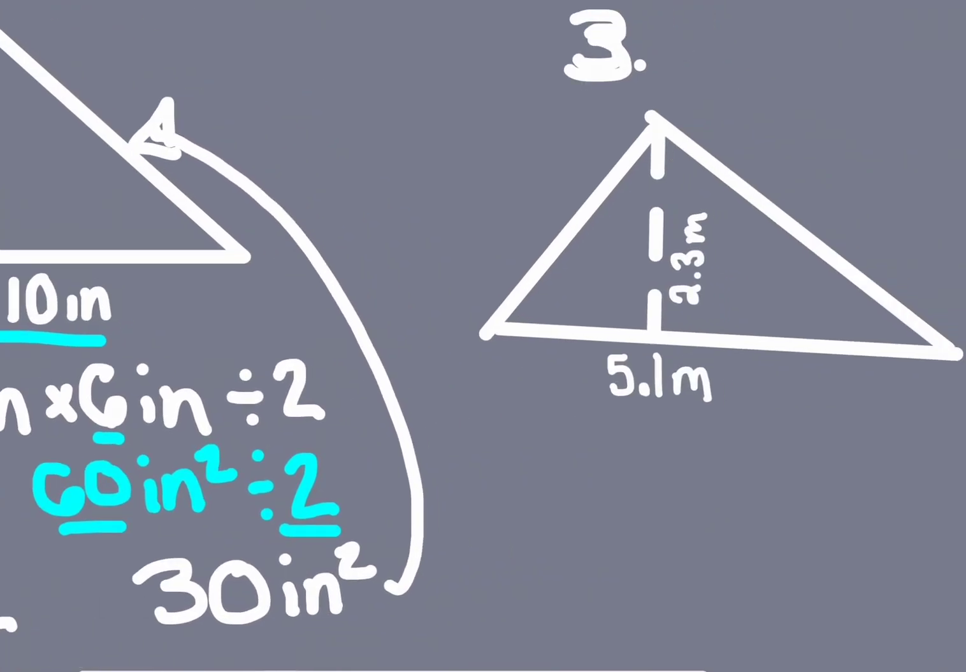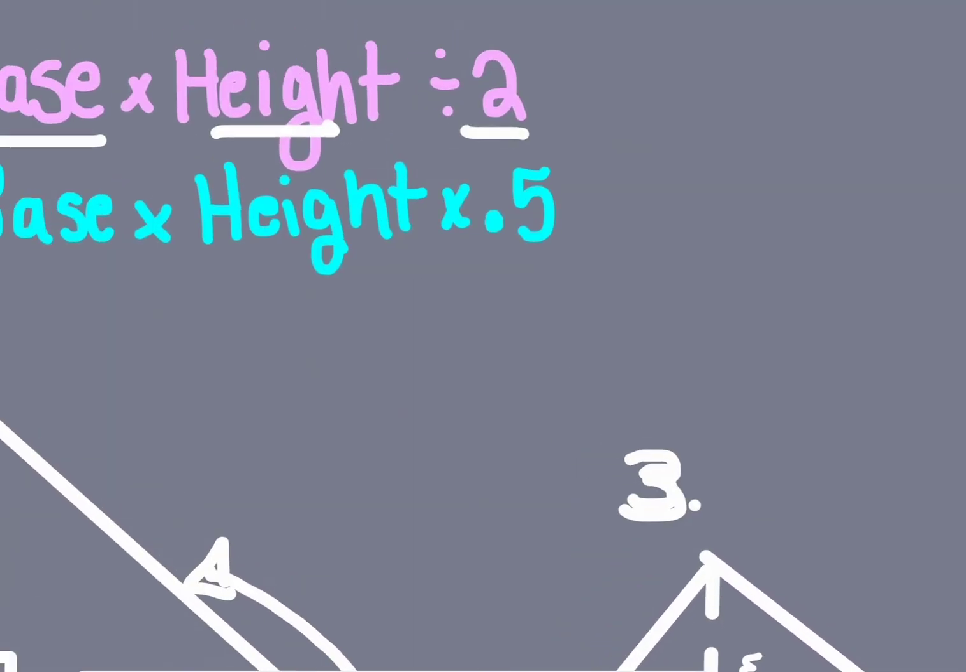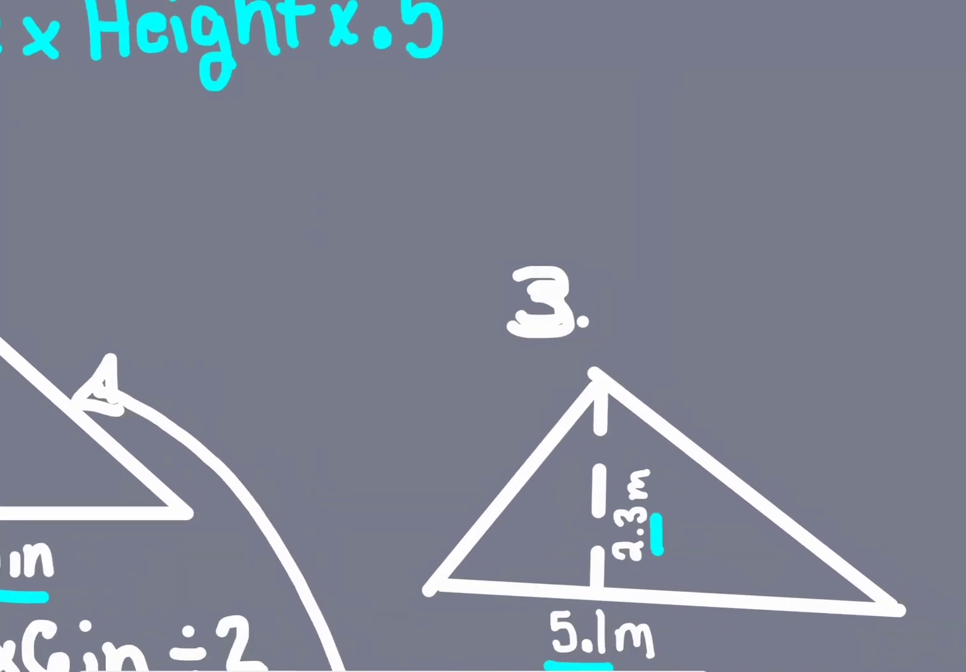The last one is really your more difficult problem, not because you're doing anything different. You're still figuring out, okay, the base times the height. But what makes this more difficult is you now have decimals. Now going back to what I first said, I'm going to use this formula in blue. Base times height times 0.5. It's going to give you the same answer as the purple formula, but I like multiplying decimals more than I like dividing decimals. So that's just a personal preference thing.